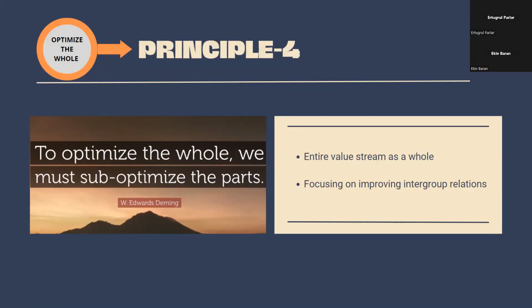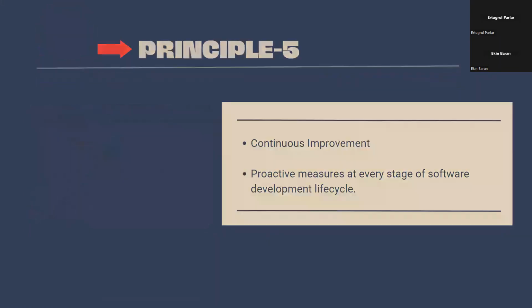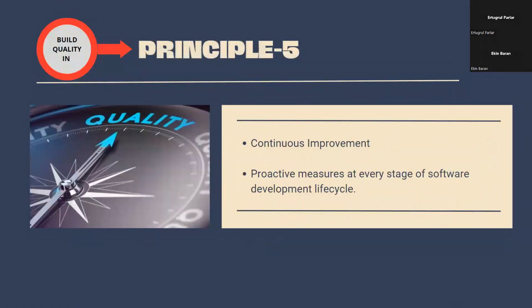Thank you, Ekin. First of all, my name is Ertuğrul Parlar and I am the Scrum Master of our team. I will talk about the fifth and sixth principles, which are build quality in and defer decisions. I have 3 key points for build quality in. Quality should be built into the development process, not an afterthought. Continuous assurance of quality throughout the development cycle, and use techniques like refactoring, continuous integration, and unit testing to ensure quality.